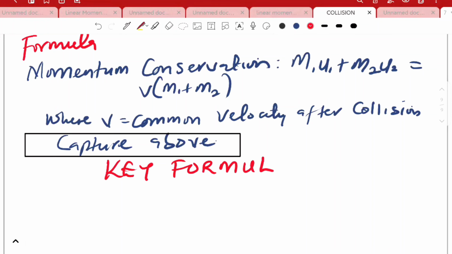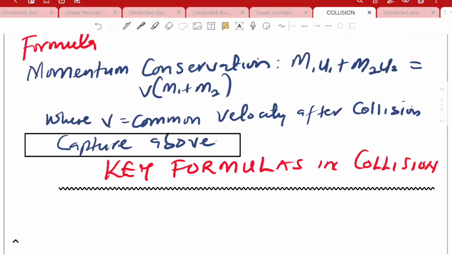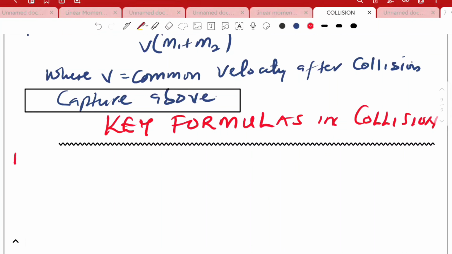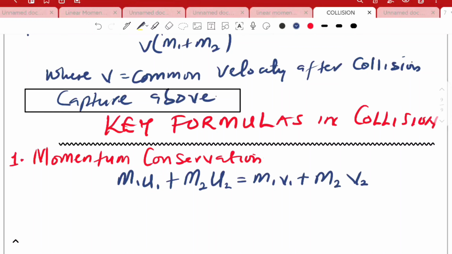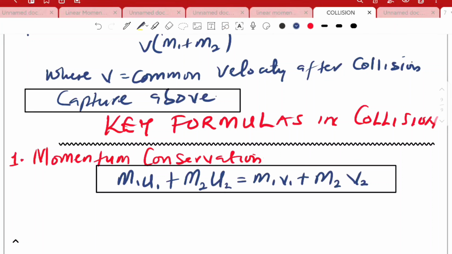Key concepts or key formulas under collision. Are you here? Let's summarize whatever we've done today. Now let's begin quickly. Number 1, we have momentum conservation. Okay, momentum conservation, which is m1 u1 plus m2 u2 is equal to m1 v1 plus m2 v2. Take note of this, very important.